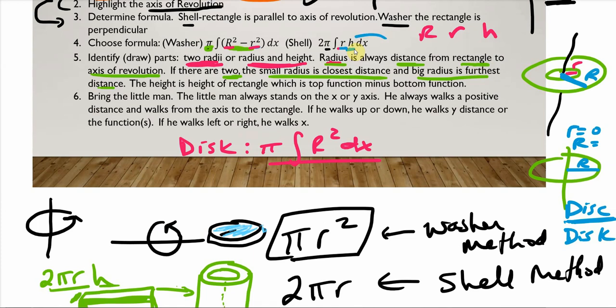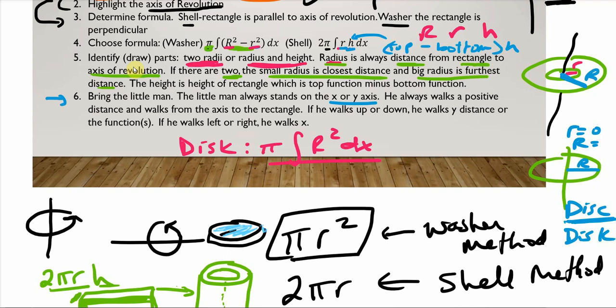And how do we do that in areas between the curves? It's just going to be the top function minus the bottom function. Top minus bottom. And that is always going to be my height. Okay? Now, students had difficulty when they had to subtract and when it was in the negative. So I decided to bring in what I call the little man. Okay? And the little man is always going to stand on the x or y axis. Did you hear what I said? Not the axis of revolution. Well, it could be the axis of revolution, but he's always going to stand on the x or y axis.